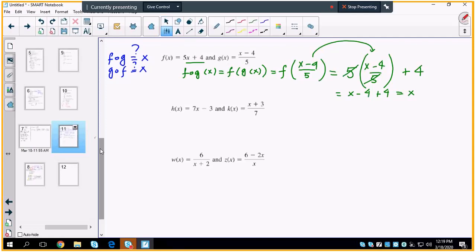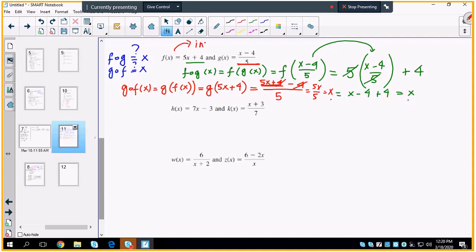How about the other side? g composed f of x. This time f is the inside function, so g of f of x. I will say g of 5x plus 4 because f of x is 5x plus 4. Look at g. g is (x minus 4) over 5. So you write 5x plus 4 in place of x in the x part: (5x plus 4 minus 4) over 5. Clearly I can cancel the 4's and get 5x over 5, which is x. So both of them satisfy each other. I get to say these two are inverses of each other.